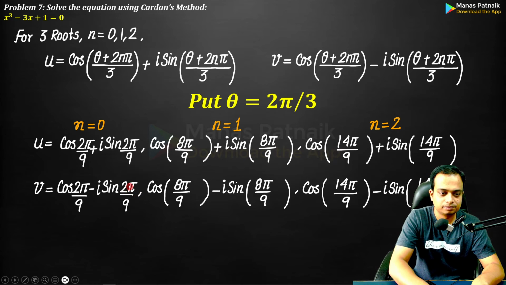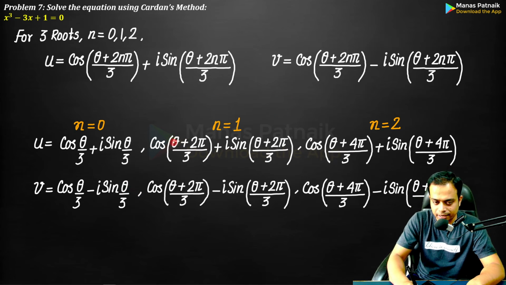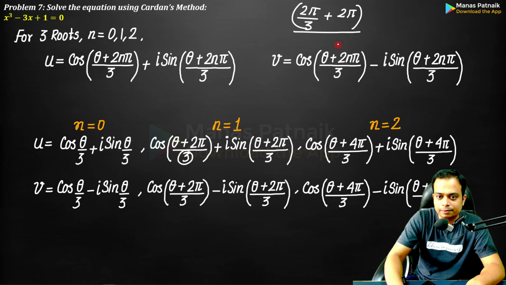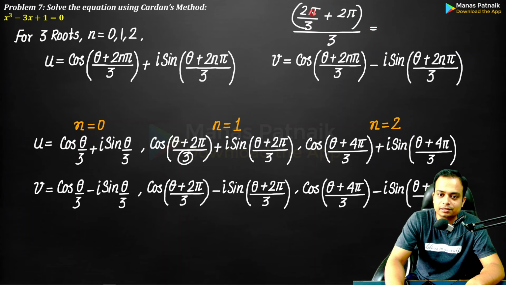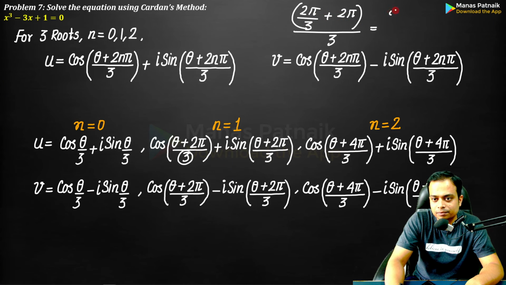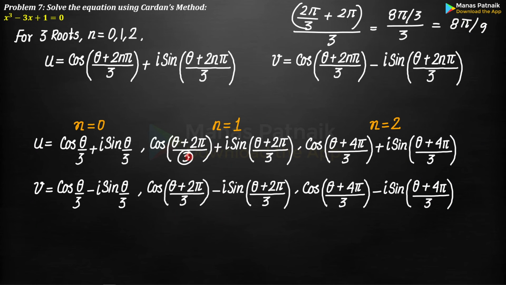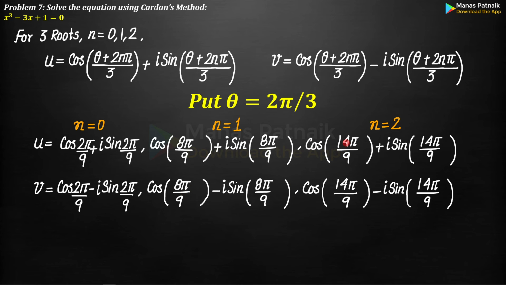Now take a look at this portion inside the bracket. Theta is equal to 2 pi over 3 plus 2 pi. Let me put this inside a bracket and divide by 3. On solving this, 3 into 2 is 6, 6 pi plus 2 pi is 8 pi, so 8 pi over 3, divided by 3, results in 8 pi over 9. So this is going to be 8 pi over 9. Similarly, you can have 14 pi over 9.